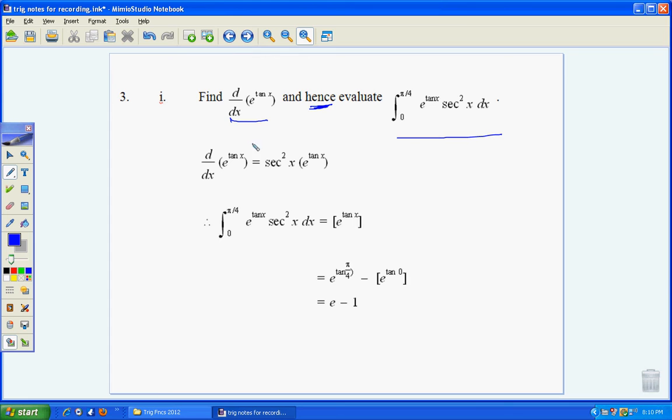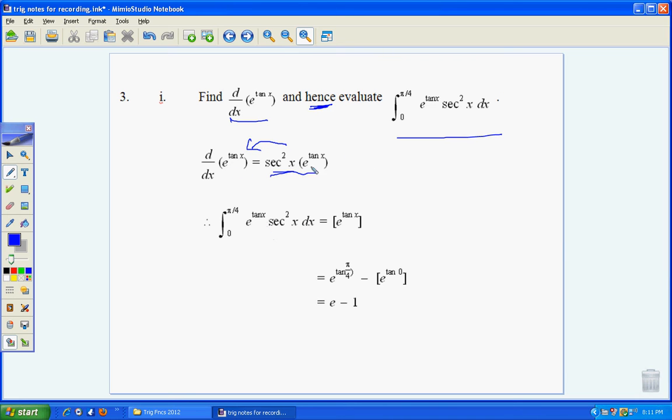So we find the derivative. This is e to the power of tan x. So we derive tan x, which gives us the sec squared x. And e to the power of tan x will just stay the same. So when we have a look there at what we need to integrate, this is the same as what we've just derived. So all we're doing is going to work backwards to e to the tan x.